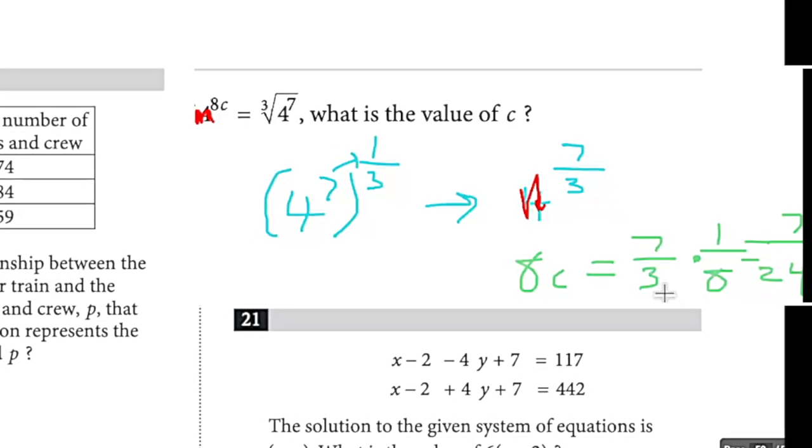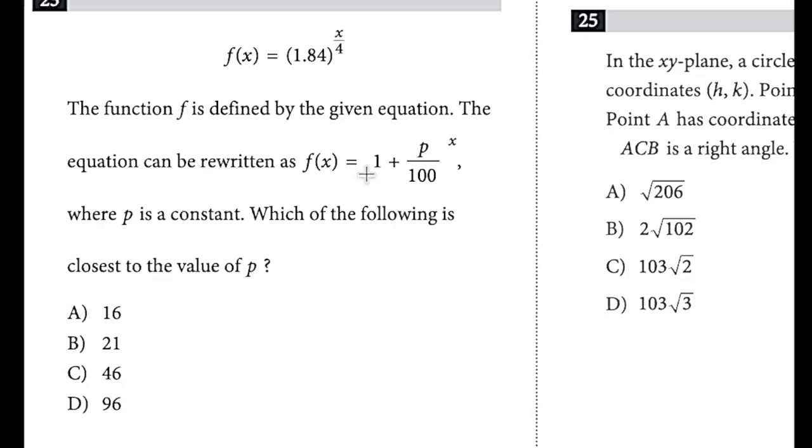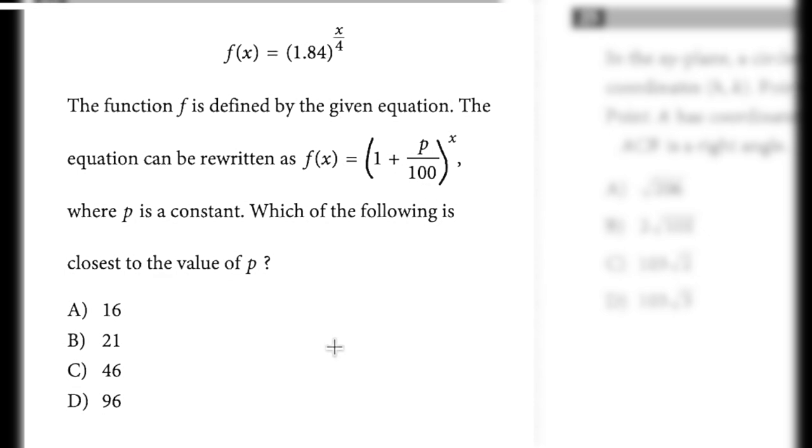And we could write that as our answer or decimals. So 7 over 24. Not sure why it didn't show up, but there should be parentheses here. So I'm just going to put those in real quick. Which of the following is the closest to the value of p?